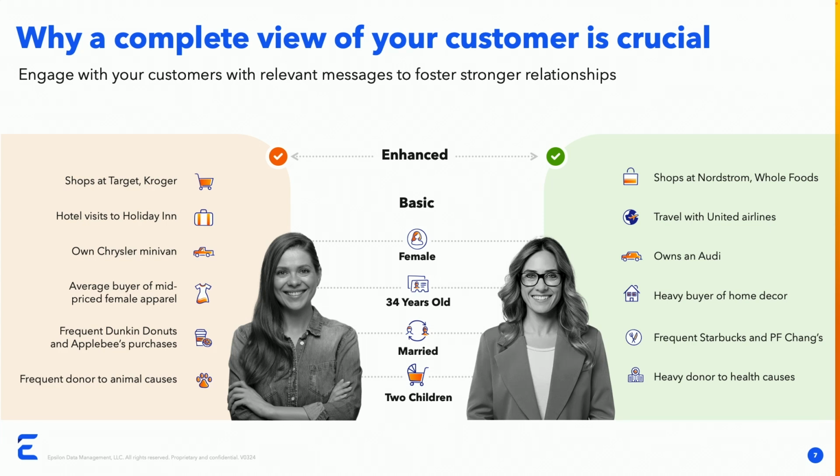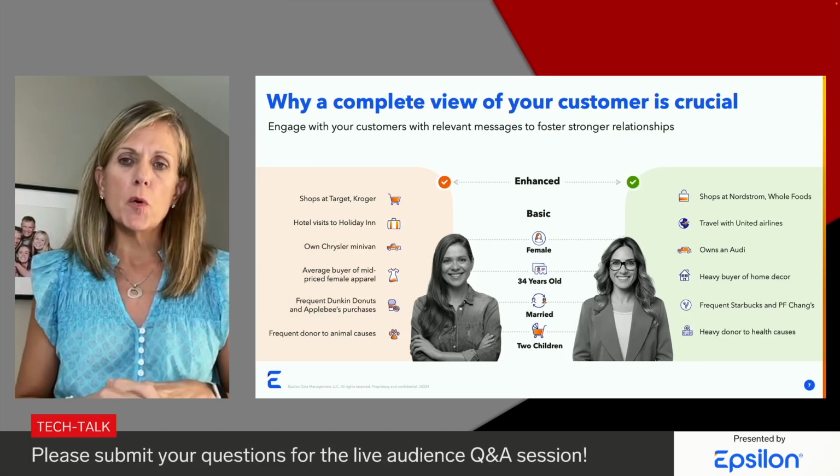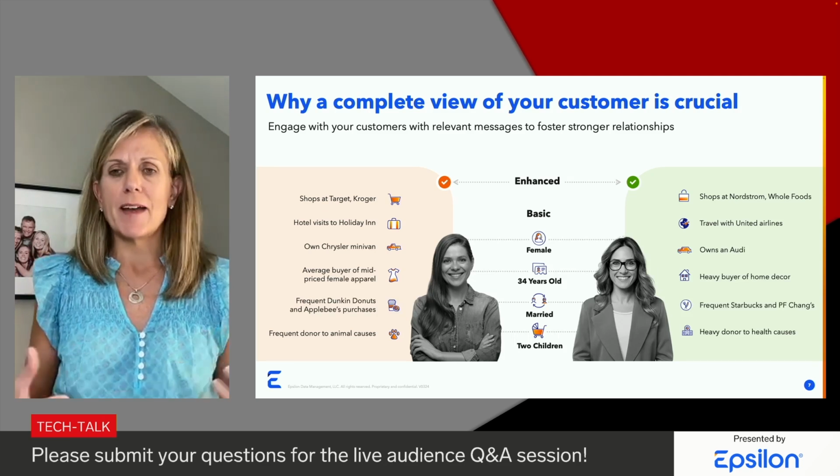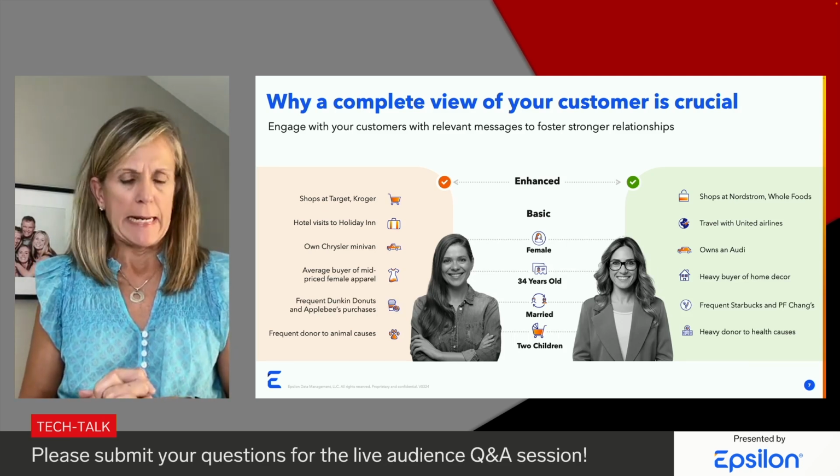But when you add incremental layers of data around a little bit more depth to their lifestyles, their hobbies, their interests, as well as what they buy, you can see they're actually very different people. On the left side, you can see there's an individual who likes to shop at Kroger. They have a minivan and they donate to animal causes. Whereas the individual on our right-hand side, she's a little bit more premium. She shops at Nordstrom and Whole Foods. She drives an Audi. And she happens to like Starbucks and PF Chang's. So it adds a lot more depth with regards to what you know about the customer and what they do outside of their interaction with you and your own first-party data.